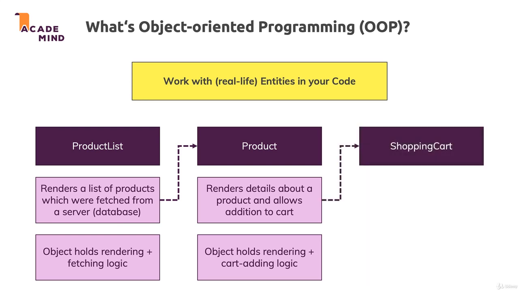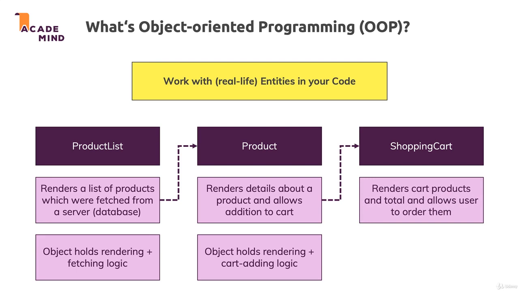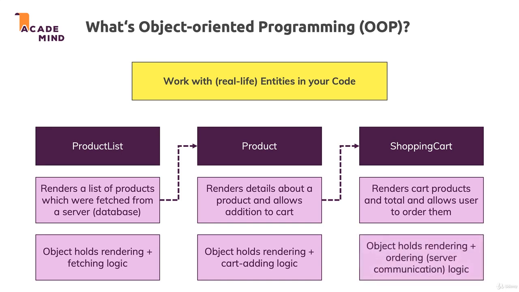And then we might have a shopping cart object, which is also kind of linked to our product because we trigger the addition to the cart from inside the logic stored in this product object. And that shopping cart is responsible for, let's say, outputting all the products that are part of it and the total sum. And it maybe also renders a button to the user and holds the logic that is executed when the button is clicked to order the items.